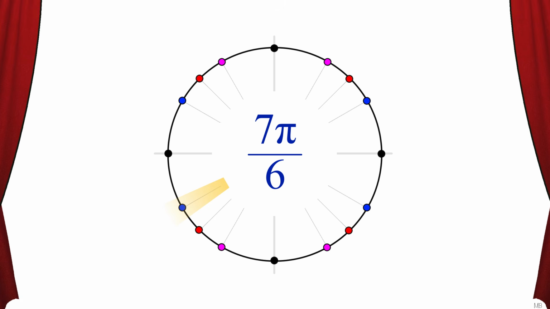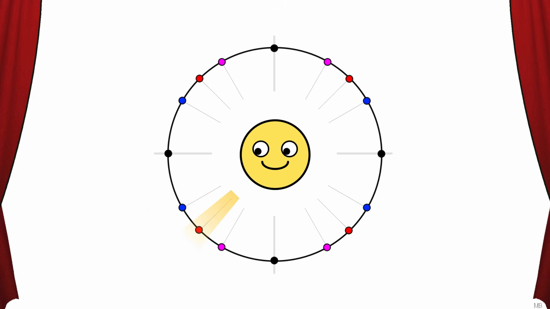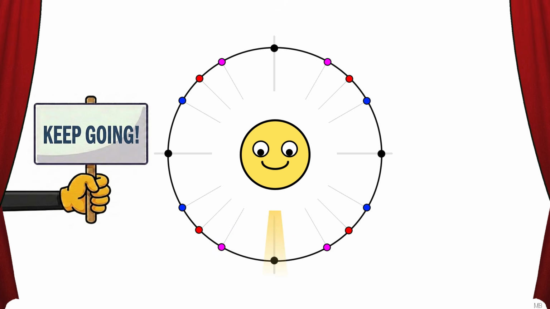The lower half now. 7 pi over 6, 5 pi over 4, 4 pi over 3, 3 pi over 2. Keep going. 5 pi over 3, 7 pi over 4, 11 pi over 6, and then that brings us to the end, which is 2 pi. You sing. Keep going.